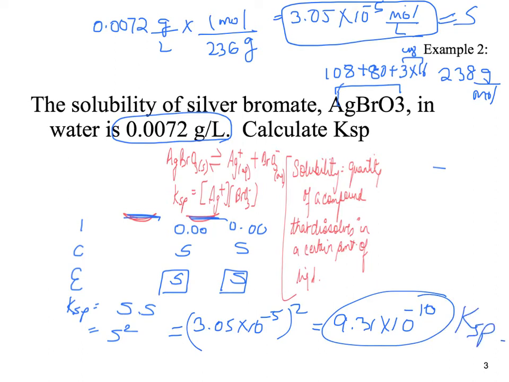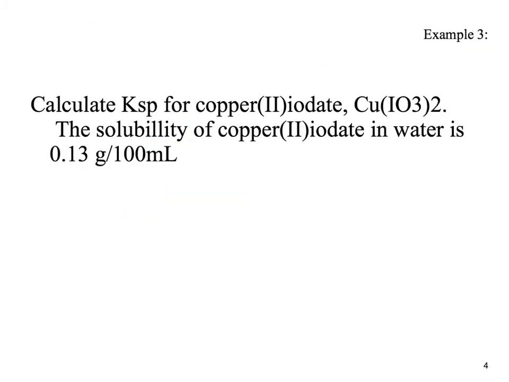All right, let's go forward. Let's take a look at another question. The question is that we have to again calculate the KSP of copper 2 iodate. The formula is provided to you. The solubility, 1L only, of copper 2 iodate in water is 0.13 for 100 milliliters. So hopefully you can see that it's going to be 1.3 for 1,000 milliliters, or you can just write it as 1.3 grams per liter, because we will need to convert it into moles per liter at some point of time.